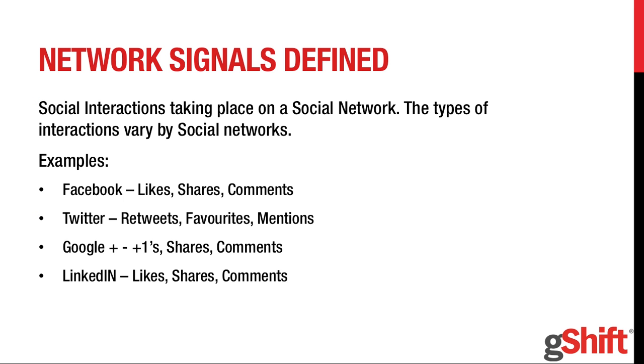Network signals, on the other hand, are social interactions that take place on a social network. The type of interactions vary by social network. For some examples, see below. Facebook could include likes, shares, comments. Twitter includes retweets, favorites, mentions. Google Plus includes plus ones, shares, and comments. LinkedIn includes likes, shares, and comments. And the list goes on, varying by social network.